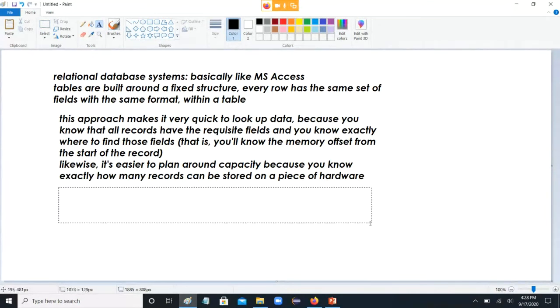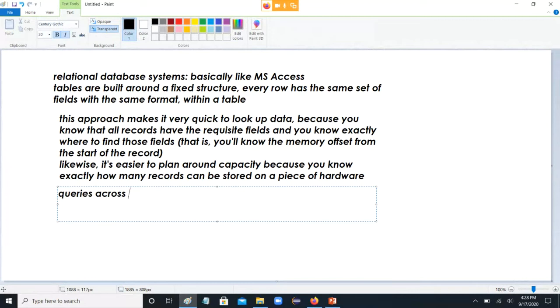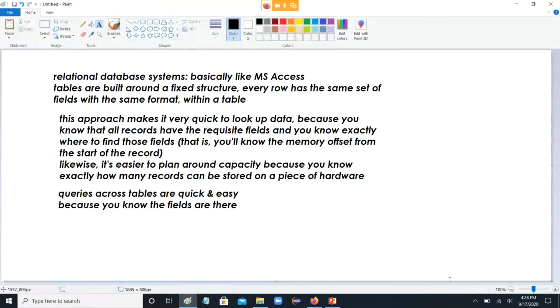The last one, queries across tables are, well, what I used to say when I would lecture, I'd say queries across tables are quick and easy, like your best friend's sister. But yeah, I don't say that anymore, but that's what I used to say. They're still quick and easy because you know the fields are there. Okay. Now, typically with SQL systems, it relaxes some of these constraints, but you miss out on some of the capabilities. Problem number one with relational databases.